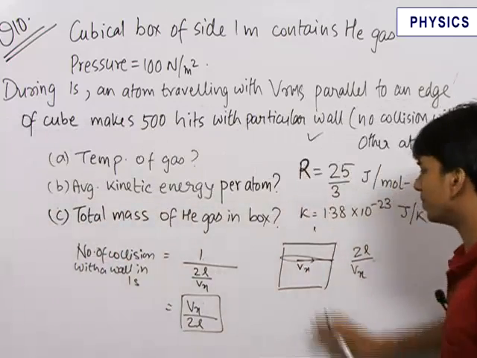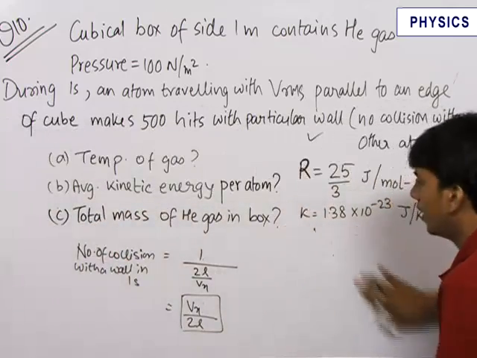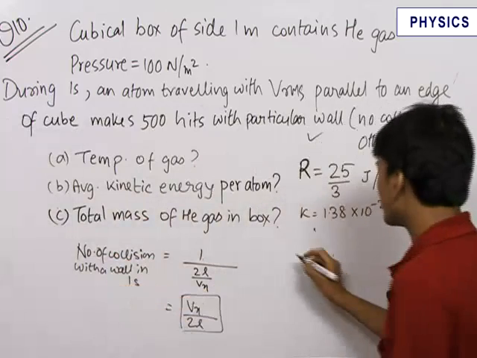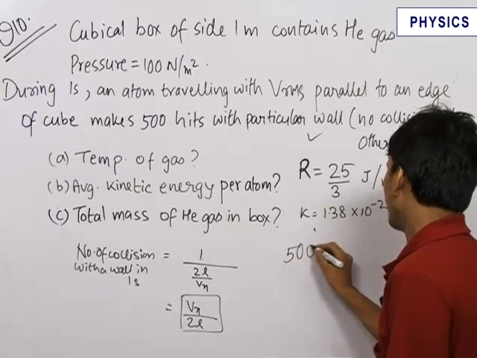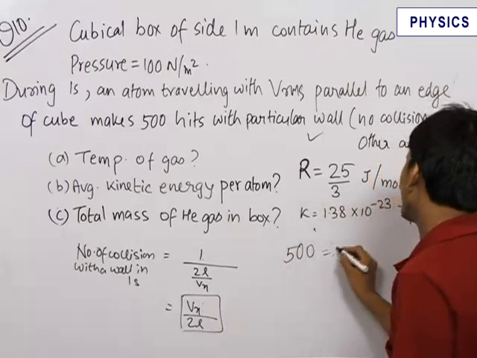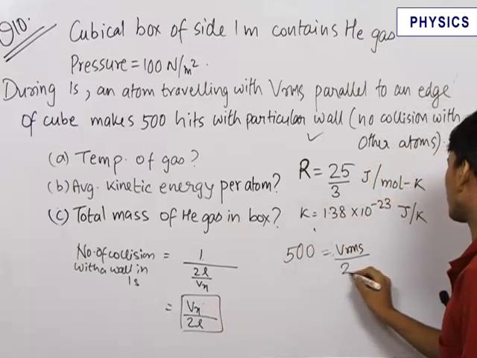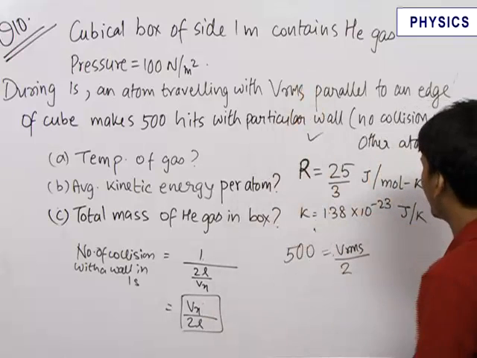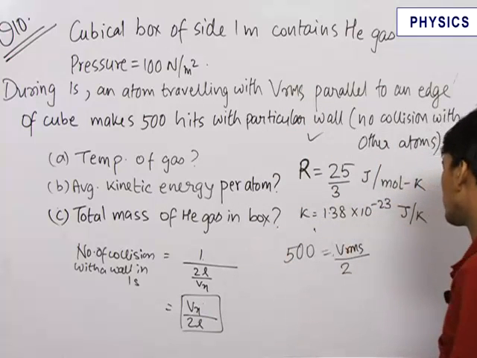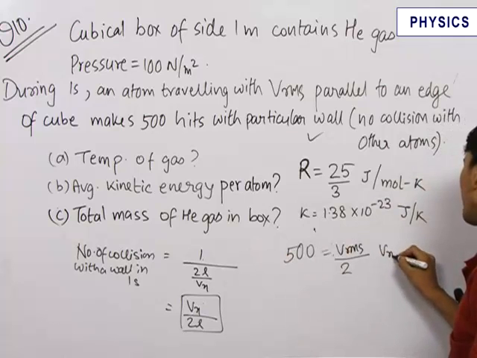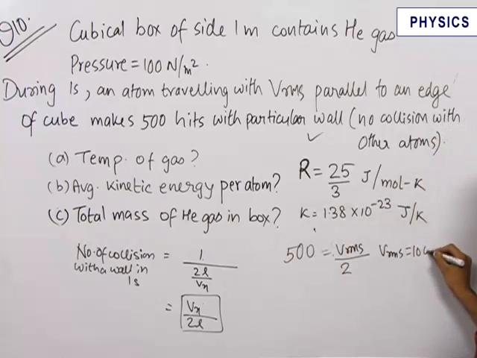Now we have been given the number of collisions with the wall in 1 second to be equal to 500 and Vx to be equal to VRMS. Therefore, we can write 500 is equal to VRMS upon 2 into L. L is equal to 1 meter because the length of the side of the cube is 1 meter. Therefore, we get VRMS is equal to 1000 meters per second.